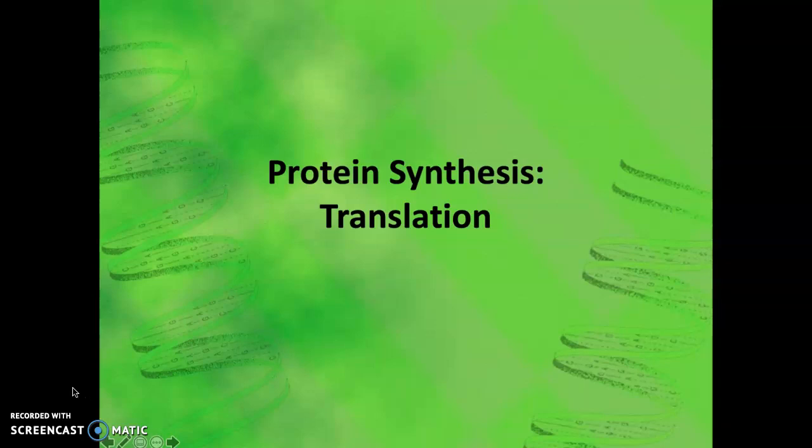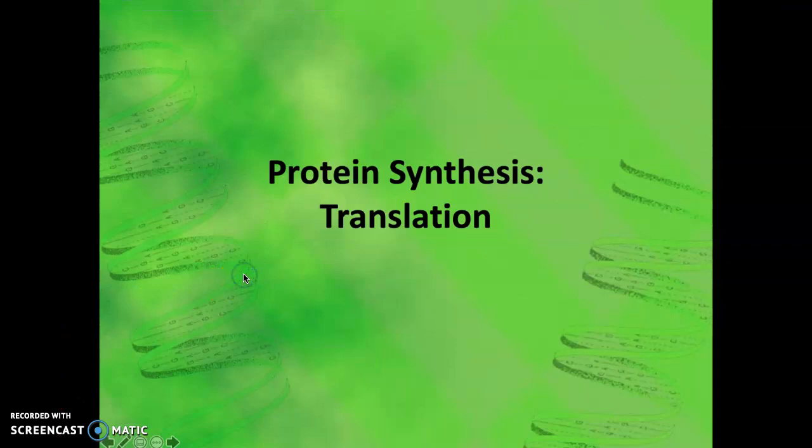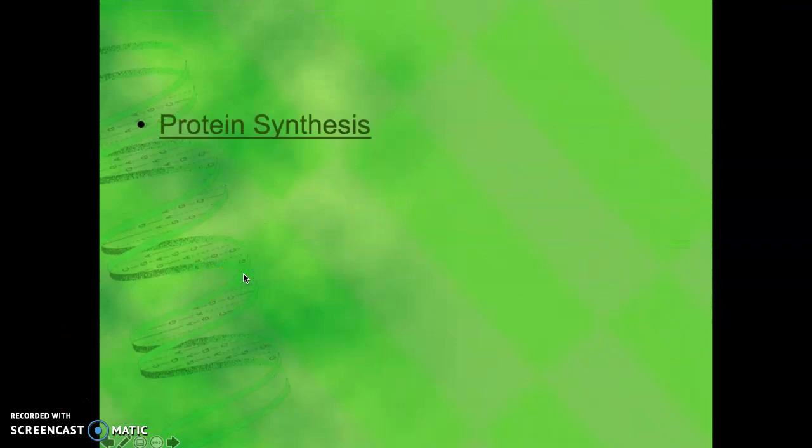So RNA is kind of like our middleman. RNA is transcribed and produced during the process of transcription in the nucleus. Once it's ready to leave the nucleus, it leaves through a nuclear pore, and then translation can begin. And so you're going to see some things here that are going to be similar to transcription.